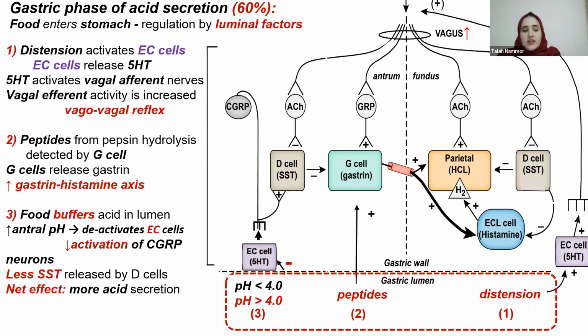Now we have two more stimuli. What are they? The second stimulus is the presence of peptides. When we eat, our food is composed of many different things, carbs, peptides, whatever. The presence of peptides will be detected by the G cells. When the G cells see peptides, they're like, oh no, we need to increase our work. So they will start increasing their work.